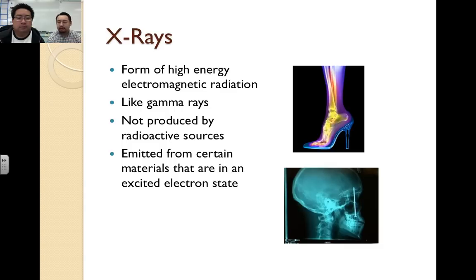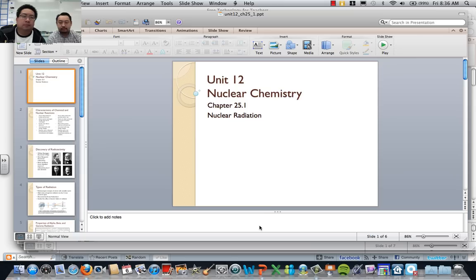This is similar to back in Chapter 4 or Chapter 5, where we were talking about the atomic emission spectrum. When you energize things and then you have the excited electron, X-rays can also be emitted as well. And that's it.